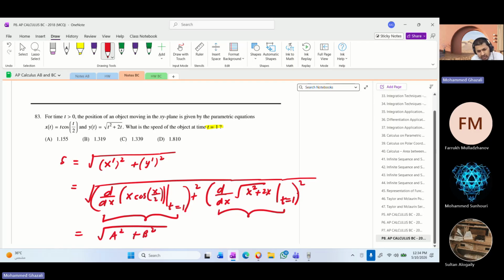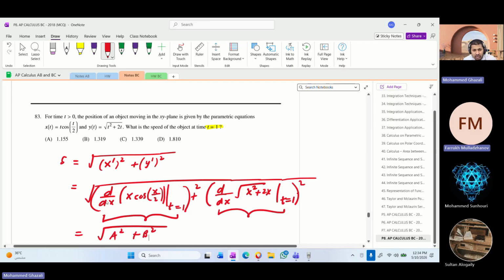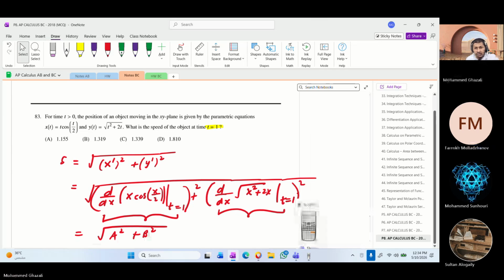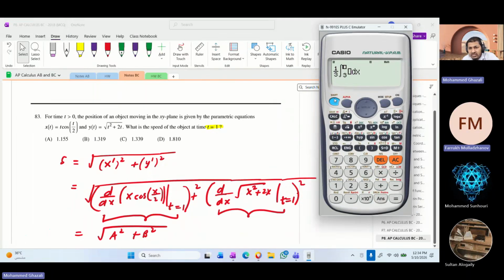Let me show you how to do the storage. You know how to do it, right? So I'm going to say shift ddx of, what's the function? Alpha x cos, open bracket, alpha x over 2. Wait, my calculator is not in radians mode. Shift mode, radians 4. Right, evaluated at 1.